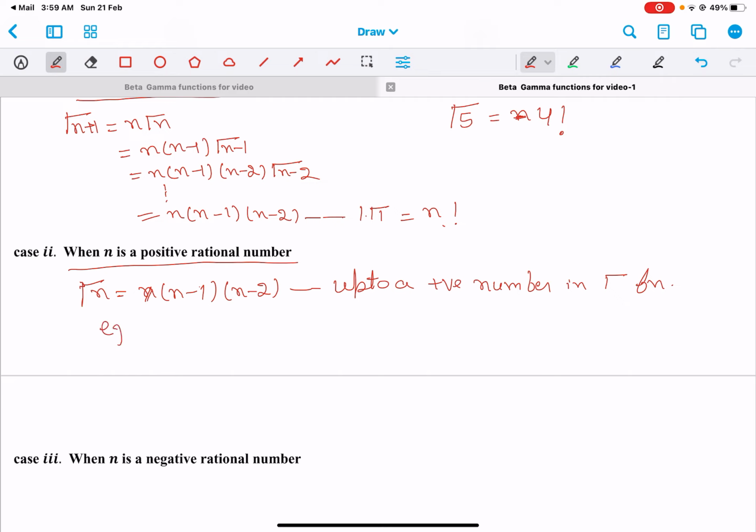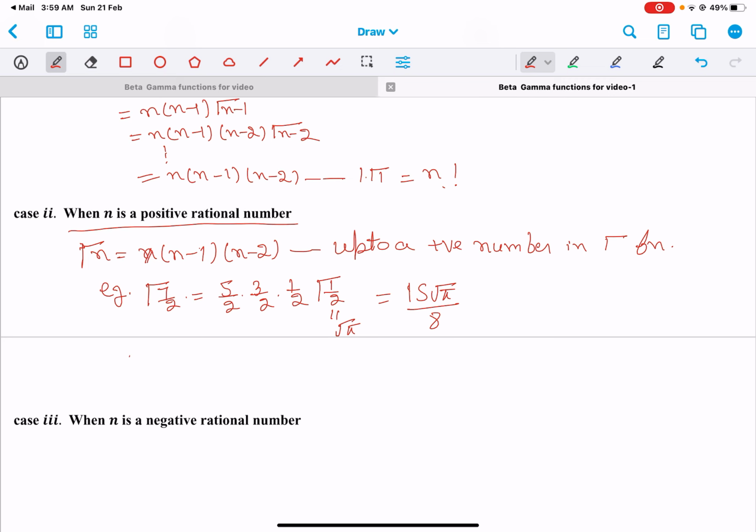For example, if I want to evaluate gamma 7 by 2, I'll be writing it as 5 by 2 into 3 by 2 into 1 by 2 into gamma 1 by 2, and gamma 1 by 2 is nothing but root pi, you know. So finally this comes out to be 15 root pi upon 8. We may put the value of root pi to get our final result.